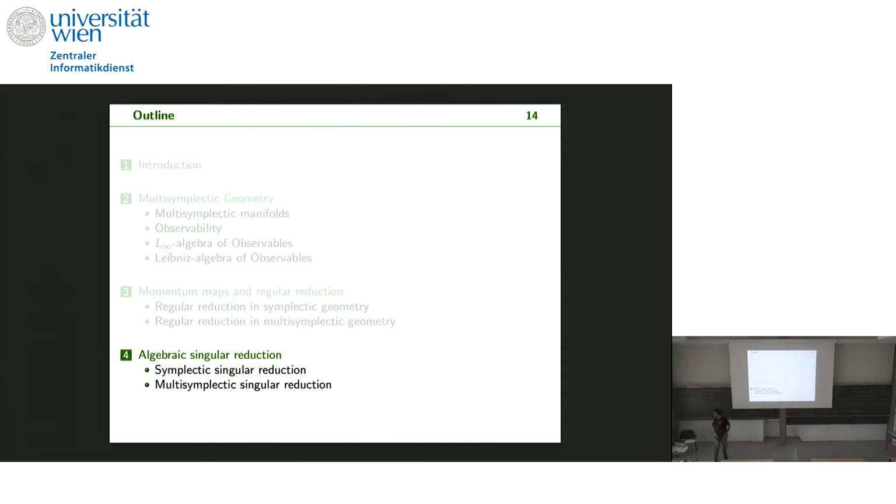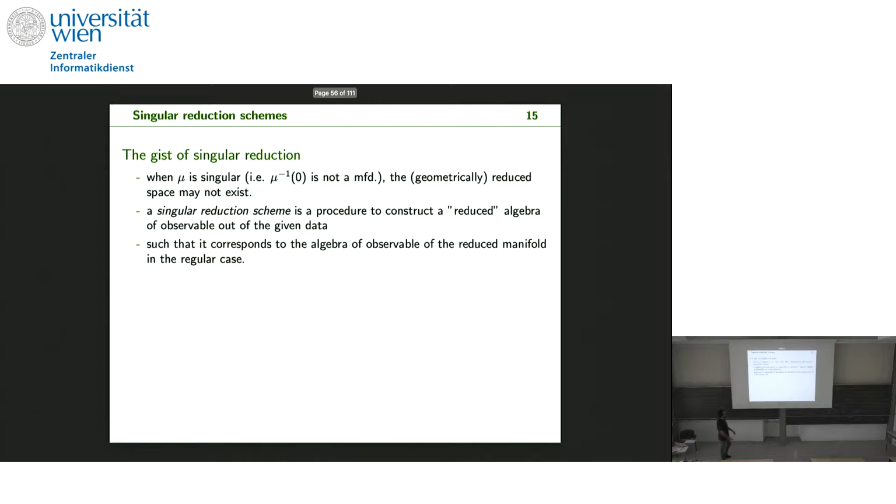Okay, this was the regular setting. What about the so-called singular reduction? What do I mean by singular reduction? Let's stick for a bit to the symplectic framework. Consider an action that admits a moment map. When mu is singular, that means that you consider a value in the dual of the algebra, for instance 0, such that the pre-image is not a manifold.